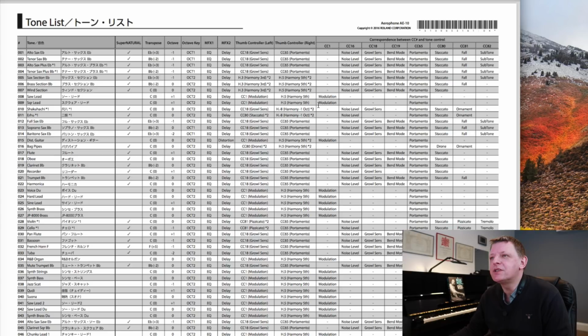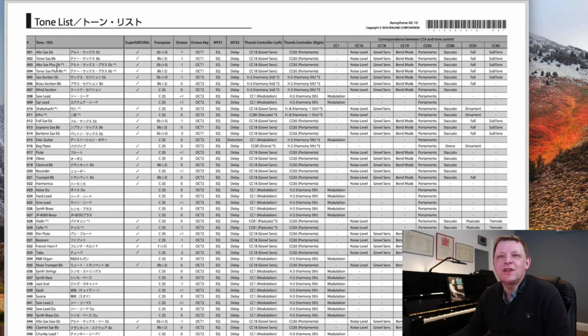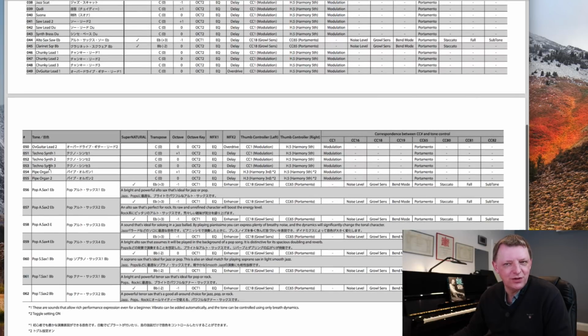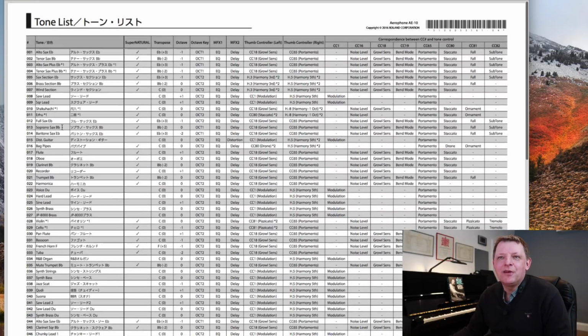You'll get this document. And here, as you can see on the left-hand side, is a list of all of the sounds. It now runs on to 2 pages. From the left-hand side, there's the name of the sound. There are some of the default settings that are programmed into each sound. And then here, to the middle and to the right-hand side of that document, that's what we're interested in. In these central columns, thumb controller left and thumb controller right.